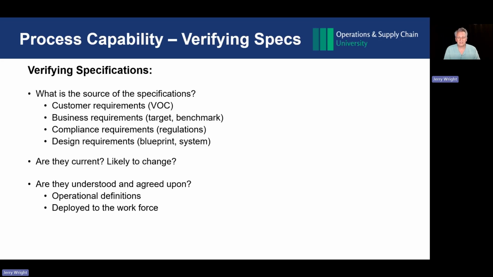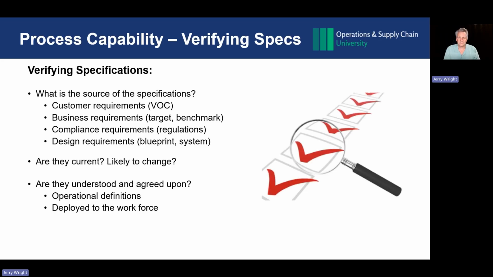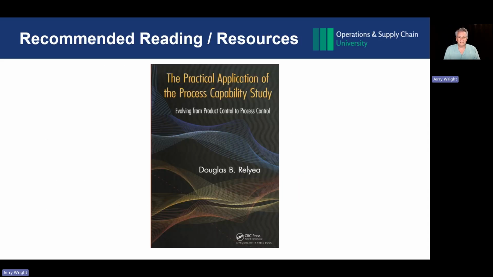We want to make sure that the specs that you have, the specs your suppliers have, and the specifications your customers want are all the same and they're measured the same way. Otherwise, you can run into problems. And then we want to make sure that our workforce understands them so we can get a good process capability for whatever we're measuring. That's it for process capability.